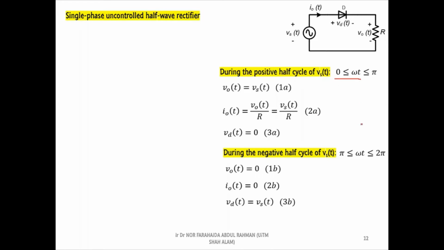Before we sketch the waveforms, I want you to give your attention to the range of the omega t value. The first and the second ranges are referring to the positive and negative half cycles of the AC voltage respectively. Usually when I sketch the waveforms, I prefer to use the VI characteristics of an ideal diode during forward bias and reverse bias as my reference.